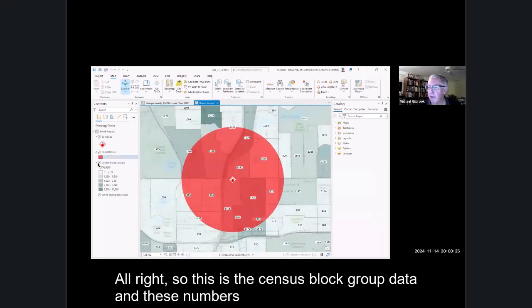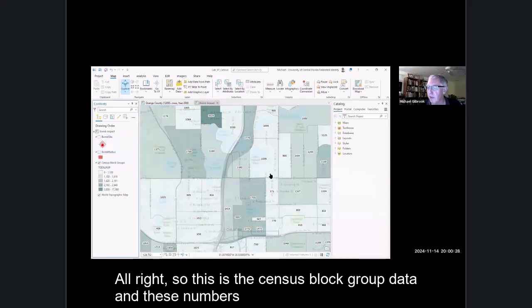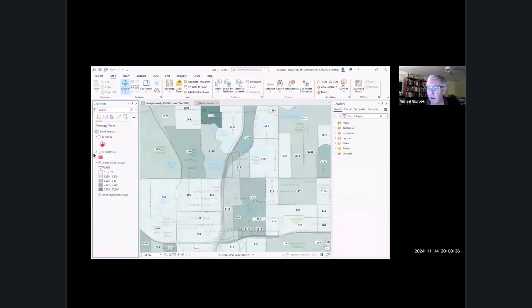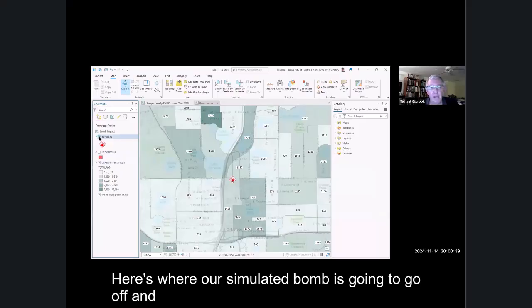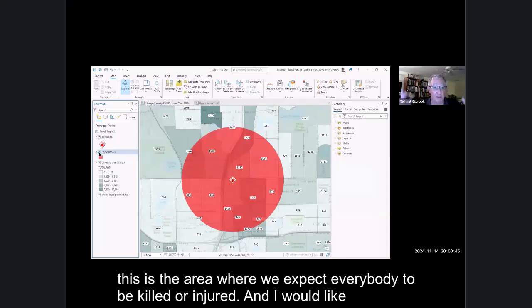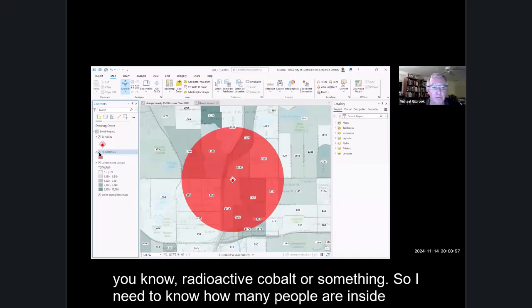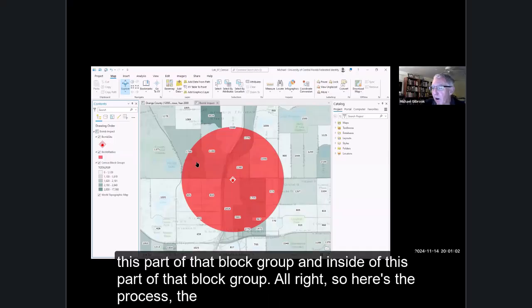All right, so this is the census block group data, and these numbers are the number of people in each census block group. So there's 1,766 people in here. Here's where our simulated bomb is going to go off, and this is the area where we expect everybody to be killed or injured. I would like to know how many people are going to be affected. It's a dirty bomb, say, and that's all the people are going to be hit with, radioactive cobalt or something. So I need to know how many people are inside this part of that block group and inside this part of that block group.